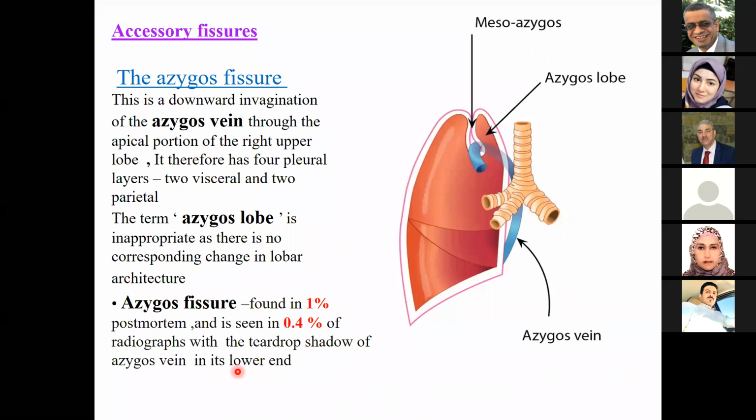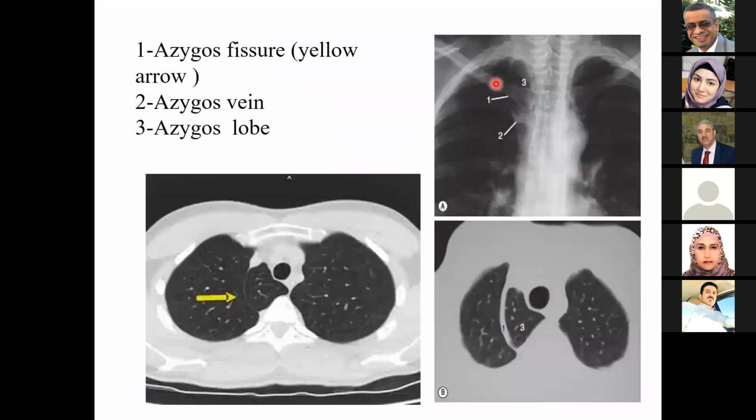This is the course of the azygous vein, draining finally into the superior vena cava. This is the azygous fissure. This is the azygous lobe. This is the frontal X-ray view. This is the azygous fissure. This is the azygous vein and the azygous lobe. Also on axial CT scan, this is the azygous lobe and the fissure.